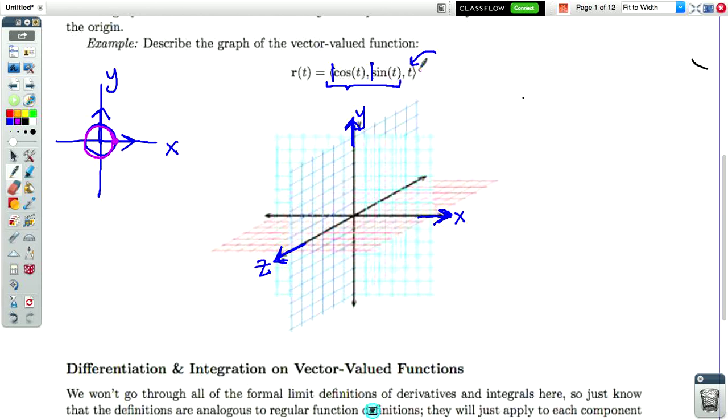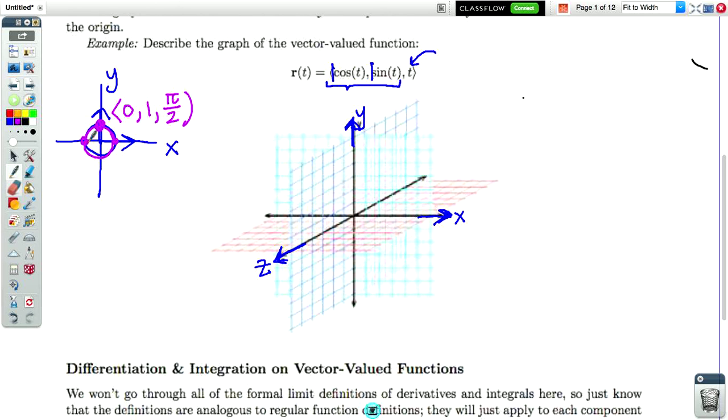Now, what's going to happen here when I throw in this third component is that when I would be up here at this pi over 2 value, I'm still going to be at the x value of 0, I'm still going to be at a y value of 1, but I'm also going to be coming out of the paper at a t value of pi over 2. So it's like I need to take this dot and just pull it out of the paper a little bit toward you, a pi over 2 length.